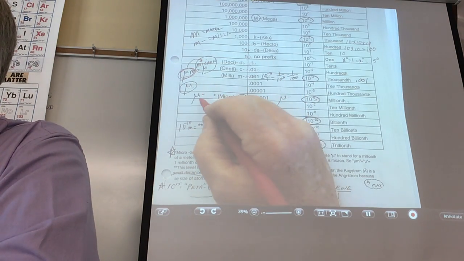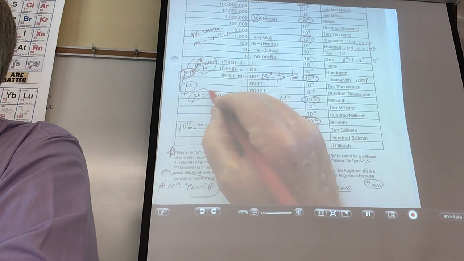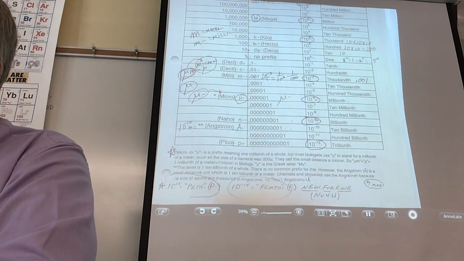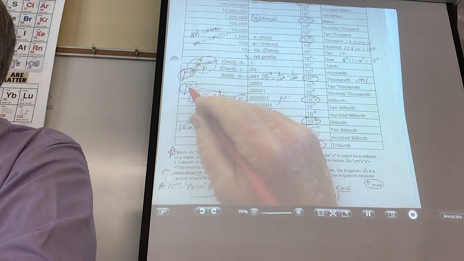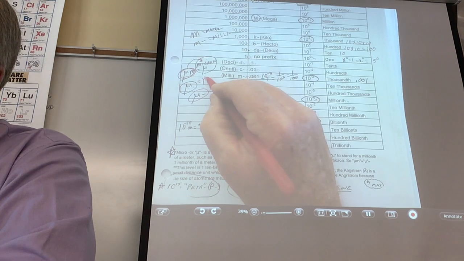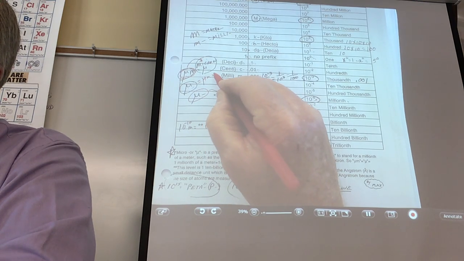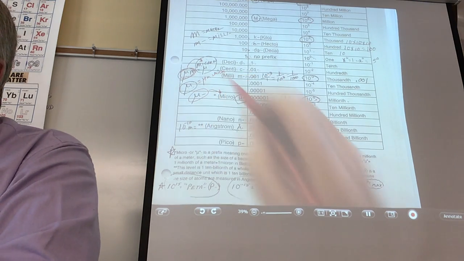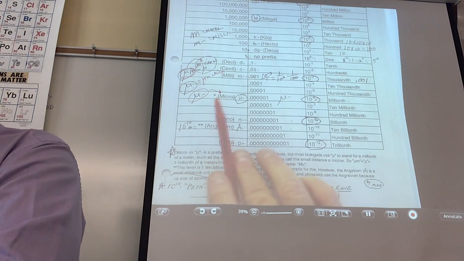So, one more time. If you see this with a dash after it, it means the prefix micro. But if you see that and nothing after it, it means I am 1 micrometer. I am a micrometer. I'm also known as a micron. So, all right, that's one story.